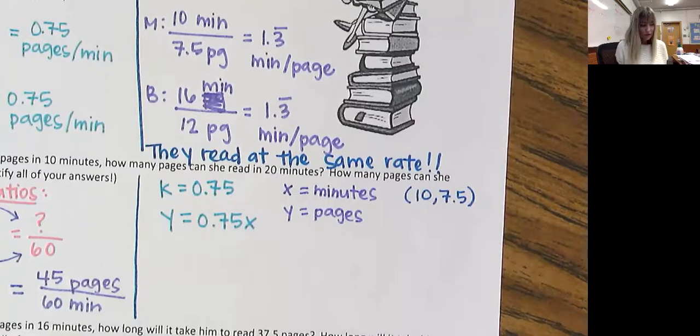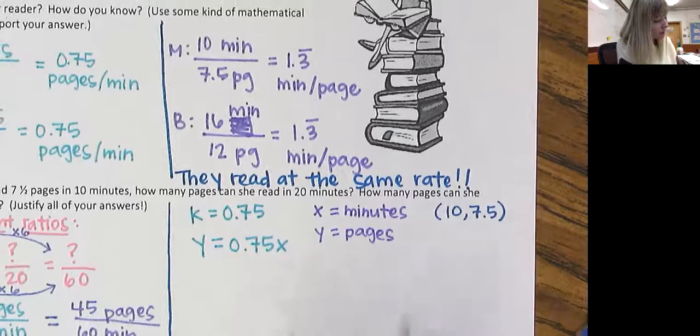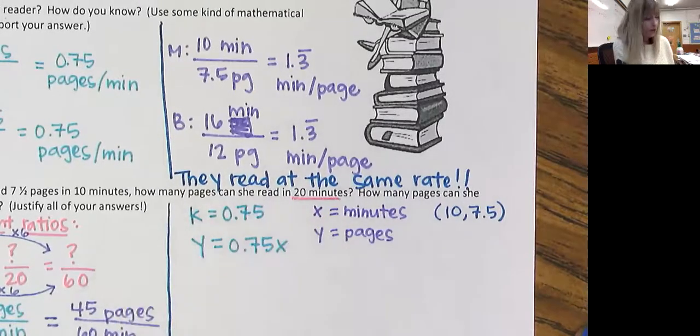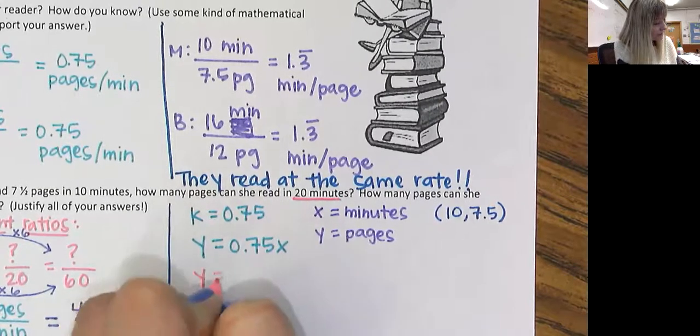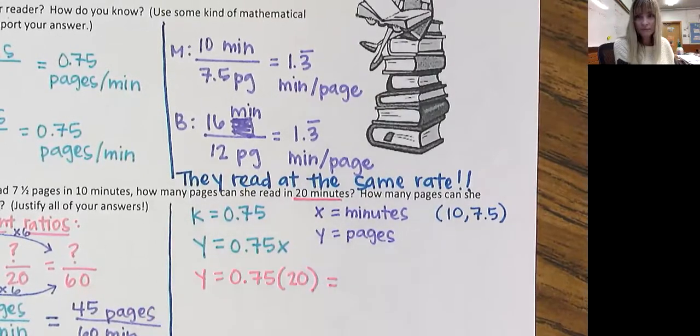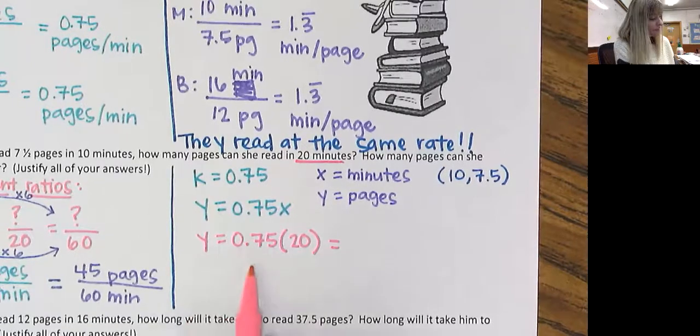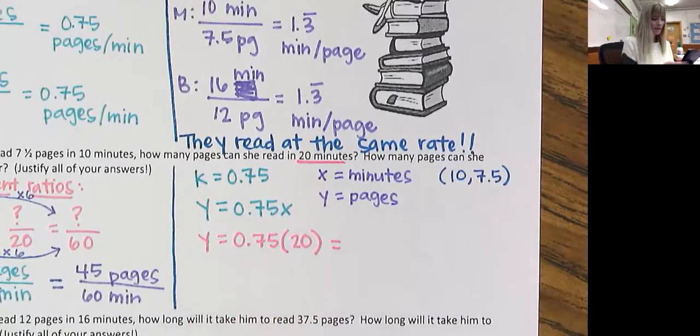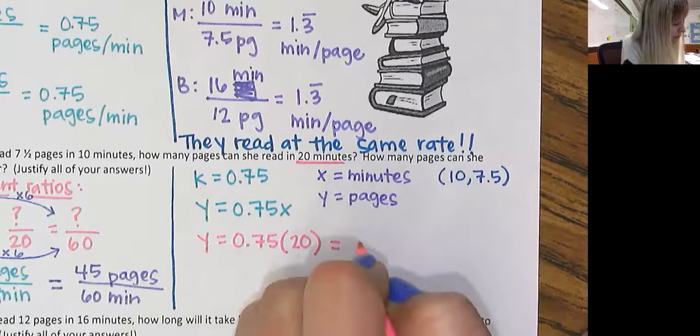Now, here's what I can do, and this is a little bit trickier. It's also a lot more algebraic. Nice and algebraic. We love algebra. So when I do this, I am going to say, okay, I'm looking for 20 minutes. Well, is minutes the x or is minutes the y? Minutes is the x. So what I can do is I can take this equation and look at this. I can just plug 20 into the equation. And then I do 0.75. Let's check that out. What's 0.75 times 20? Well, of course, it's 15. That's what we got with equivalent ratios. But now we found it.